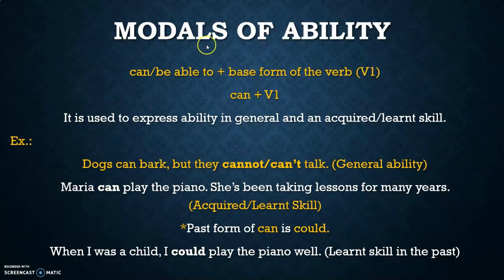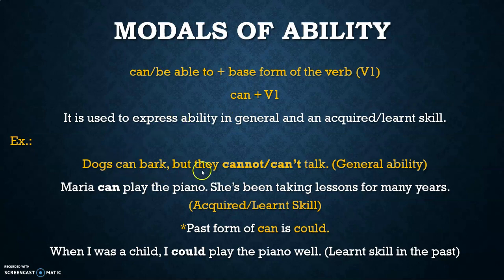Let's move on to the second group of modals, which is modals of ability. In this part, we will talk about two different modals, which are can and be able to. Let's start with can. We use can to talk about ability in general, or an acquired or a learned skill.